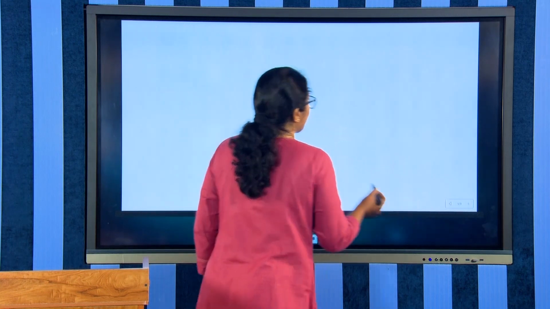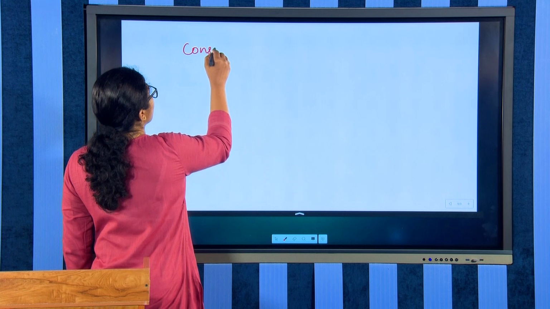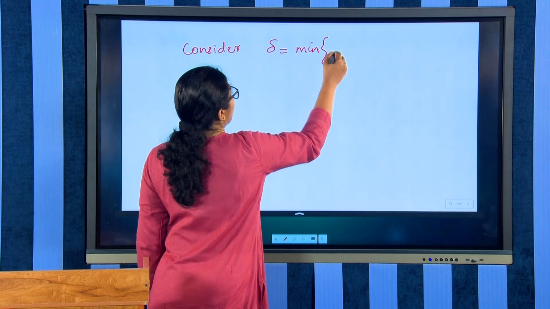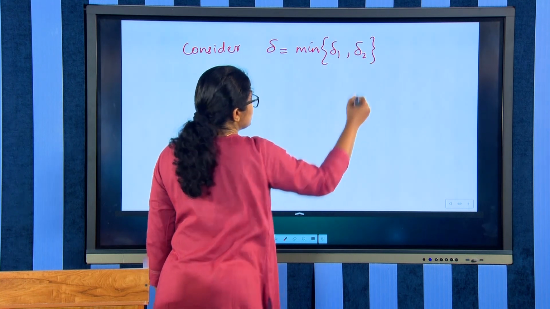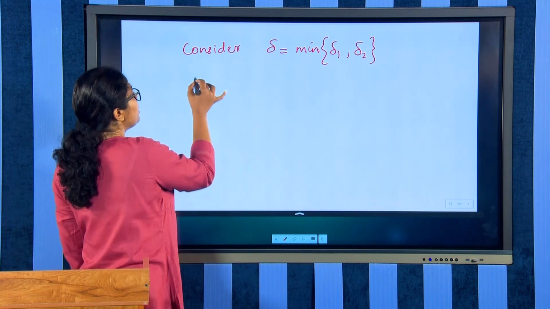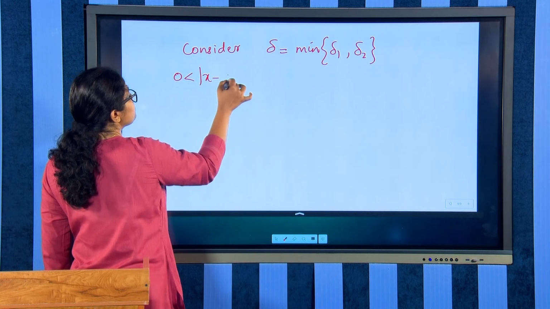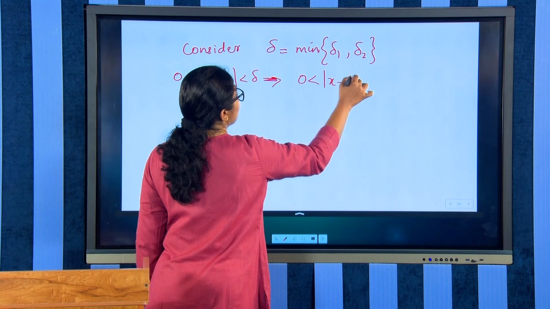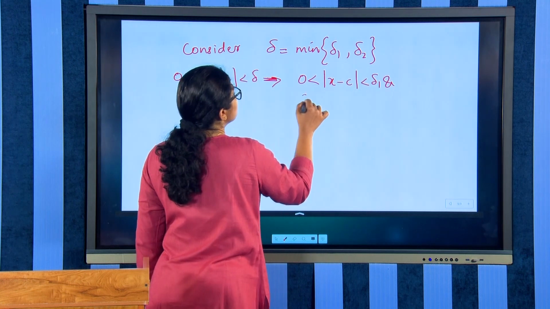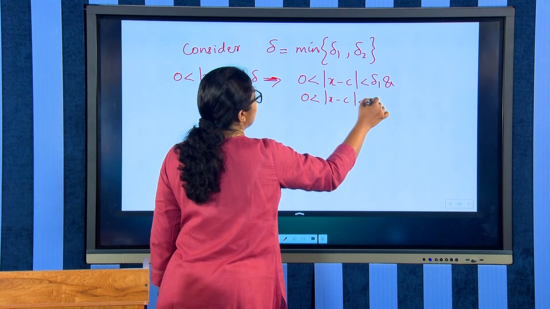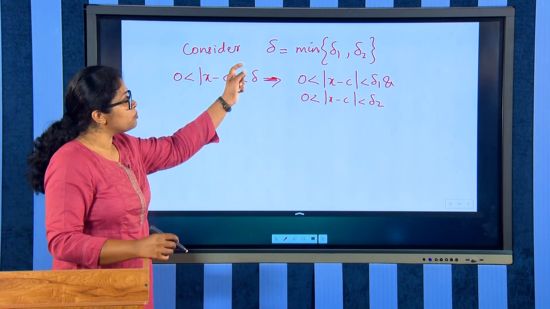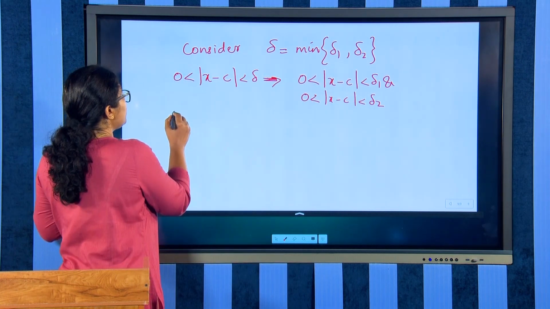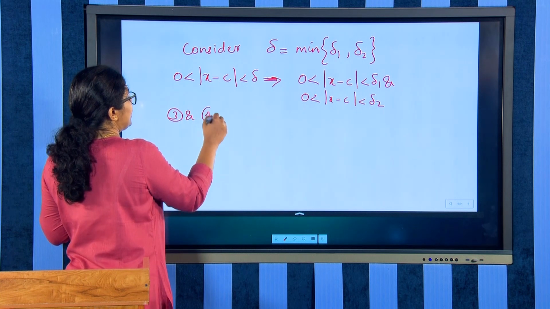So using these two we can consider delta equal to the minimum of delta 1 and delta 2. Why choosing delta to be minimum? Because whenever 0 less than modulus of x minus c less than delta, this will imply 0 less than modulus of x minus c less than delta 1 and 0 less than modulus of x minus c less than delta 2. That is why we are choosing delta to be the minimum of delta 1 and delta 2. So whenever this holds, automatically 3 and 4 hold simultaneously.